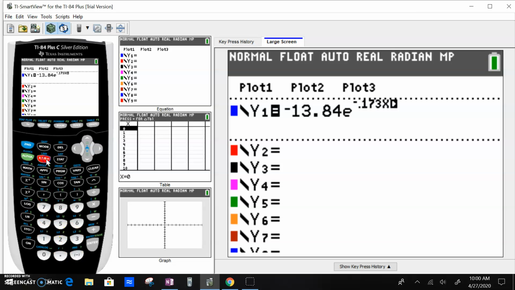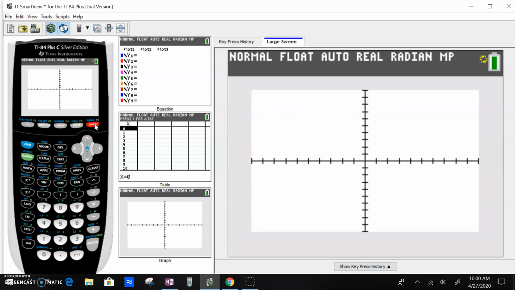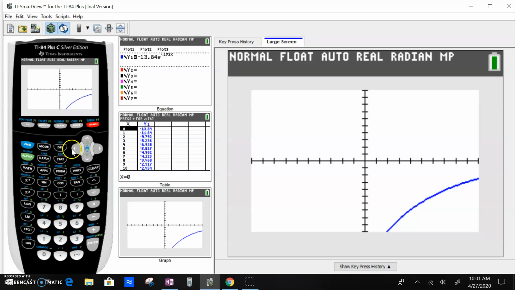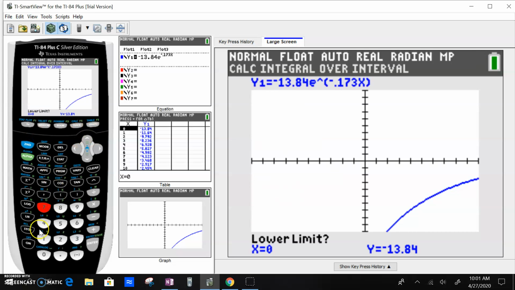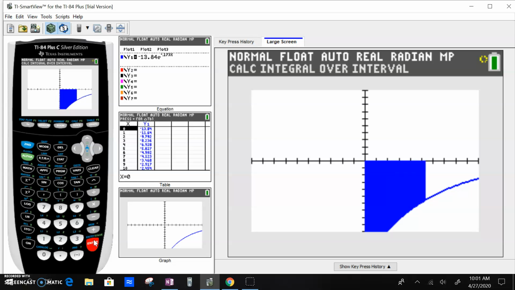0.173 T, or in this case, we'll use an X because that's how our calculator is programmed, and then we'll graph that. Certainly you can compute the integral in another way, but I like to do it off the graphing screen. You can see there the derivative line is below the axis, which means we're losing temperature. And we're going to compute, so I'll go second trace, calculate an integral, option 7, and we'll do from 0, hit enter, go over to 10, hit enter, and there's all the degrees I'm losing.